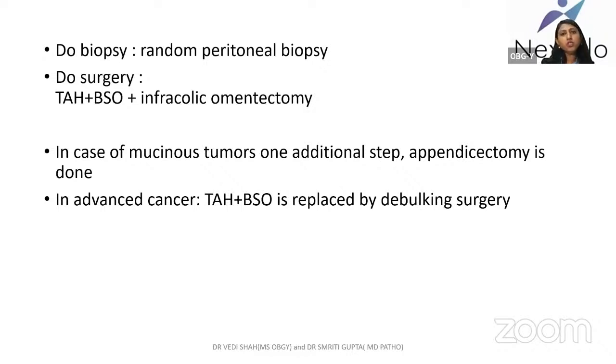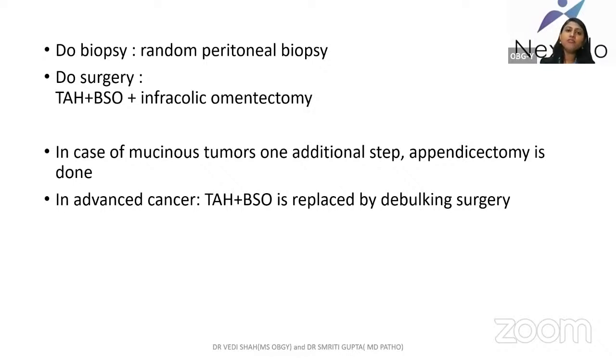Now, in case of the mucinous tumors, one step further is added, which is that appendicectomy is also performed. If there is advanced cancer, along with the TAH-BSO, this is also there. What does advanced cancer mean? That is, the tumor has already reached such a size that you might not be able to differentiate the uterus, fallopian tube, and ovary.